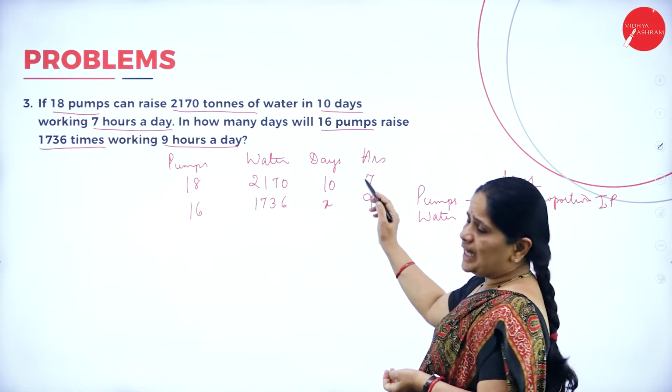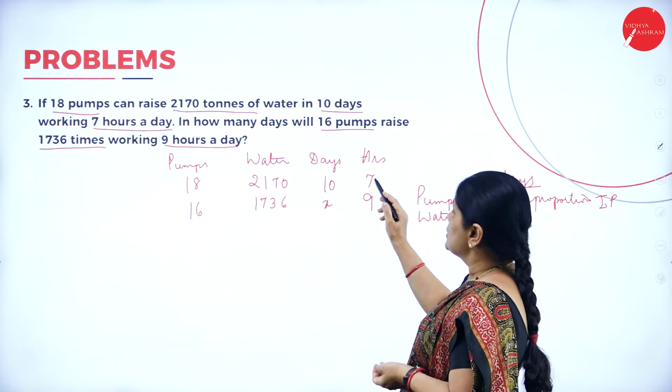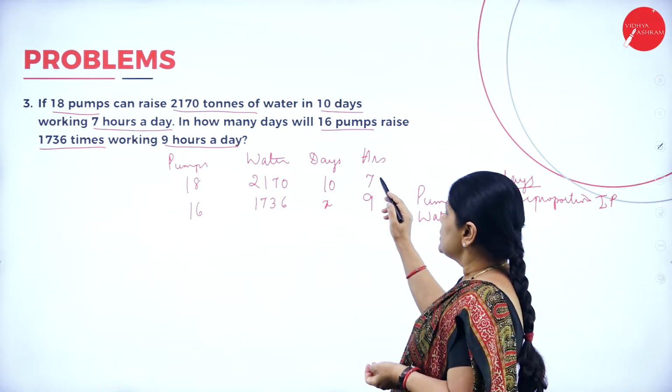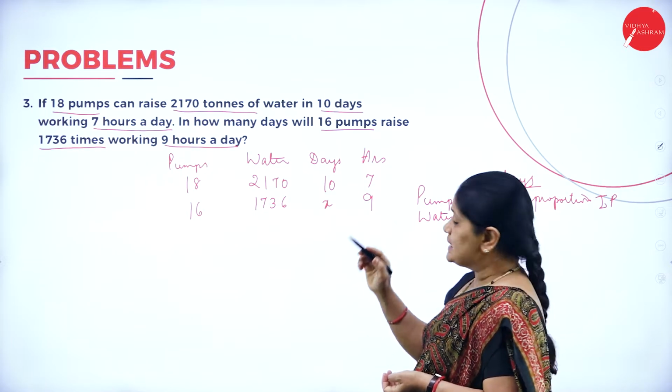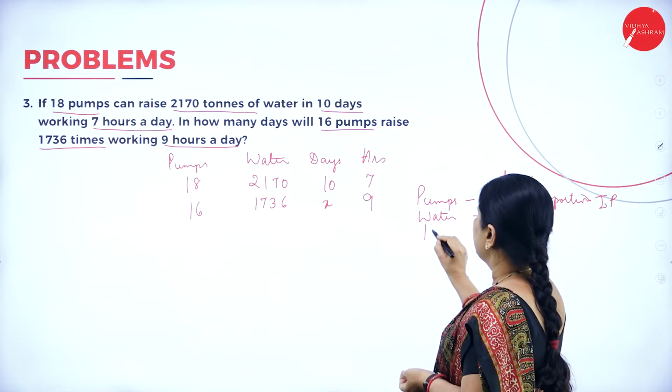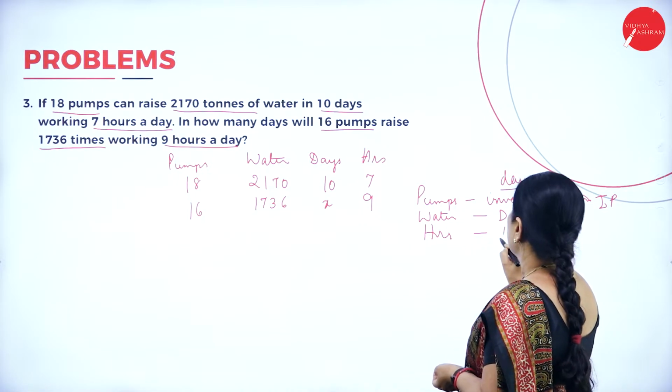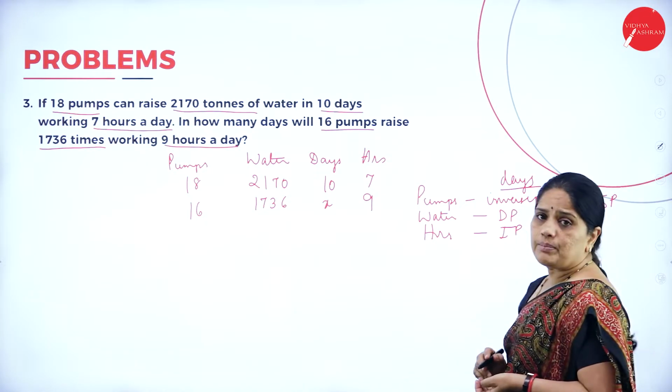Then we compare the hours and days. So 7 hours, 10 days. When there are fewer hours, more days; more hours, fewer days. So I compare hours and days. Again it is in inverse proportion.